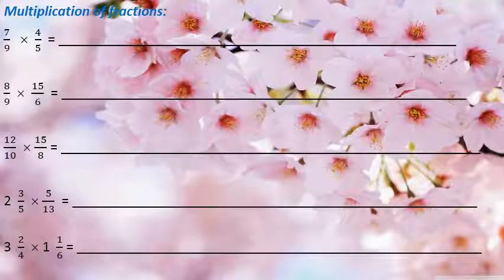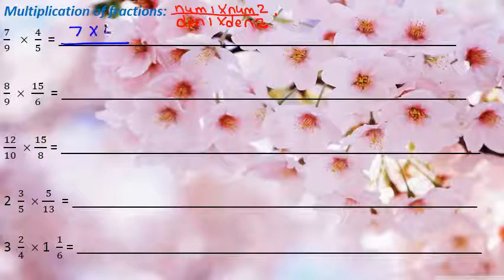Now in multiplication of fractions, we should multiply in a big line of a fraction, numerator 1 times numerator 2 over denominator 1 times denominator 2. Then on this fraction we try to reduce, if we have a common factor between the numerator and the denominator. 7 over 9 times 4 over 5, we write a big line of a fraction. 7 times 4 over 9 times 5.